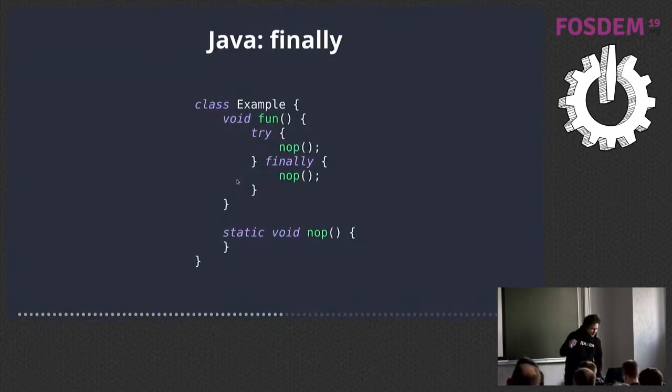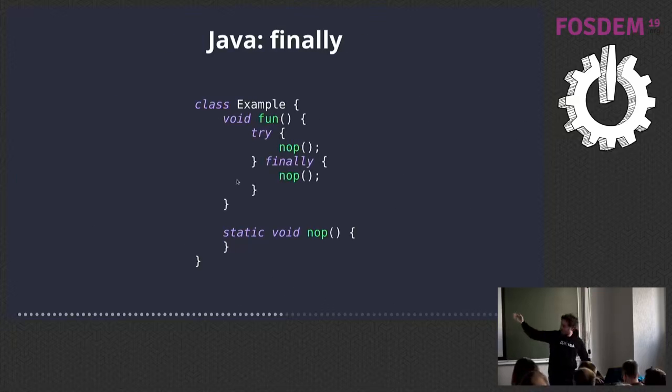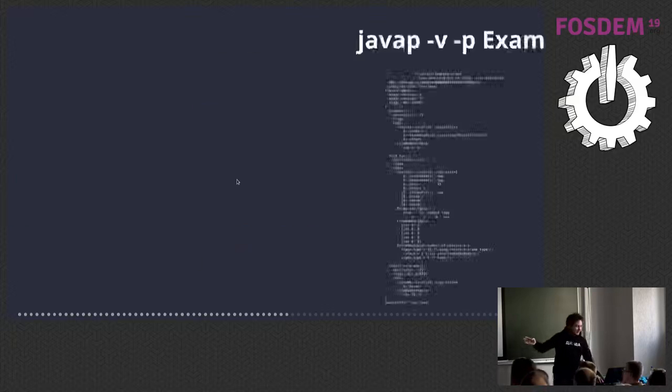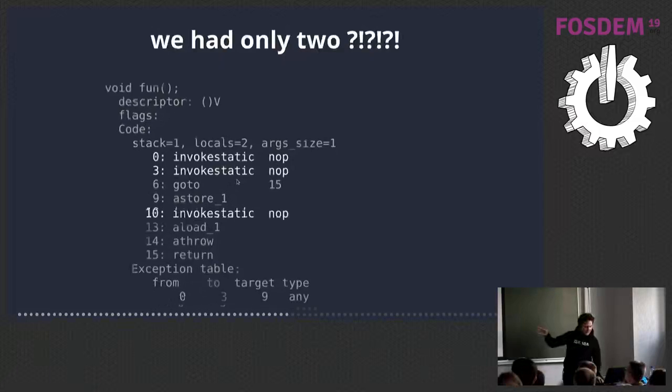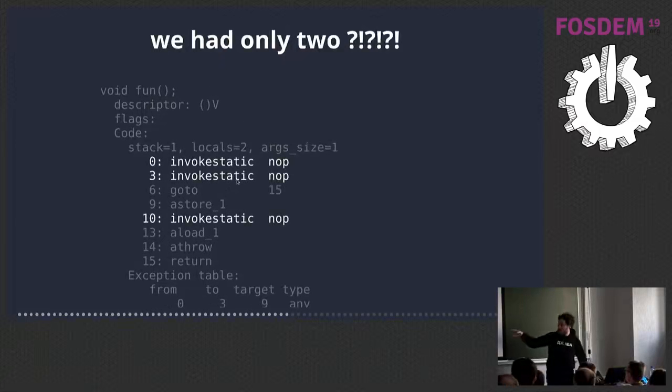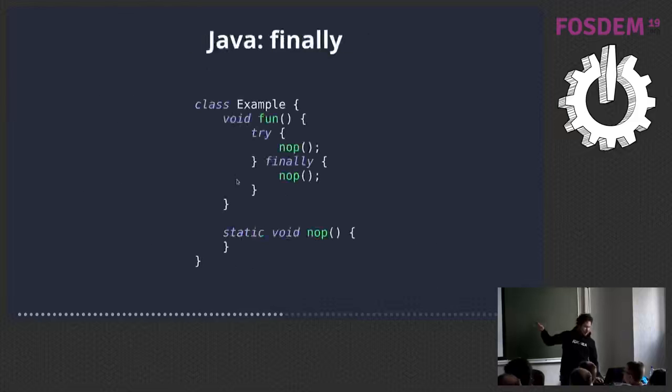So let's have a look at another example, finally. So we have try finally, and we have a couple of method calls inside. Super simple, right? Let's have a look. After compilation, we again decompile. What we see inside, we see 3 invocations of method nop, but we had only 2. You're not sleeping, right? Let's check. Yeah, let's check. 2 or 3? I see 3 nops, but the third one is a method declaration.